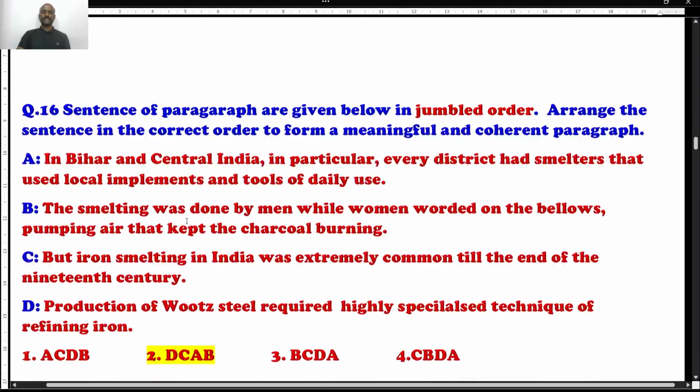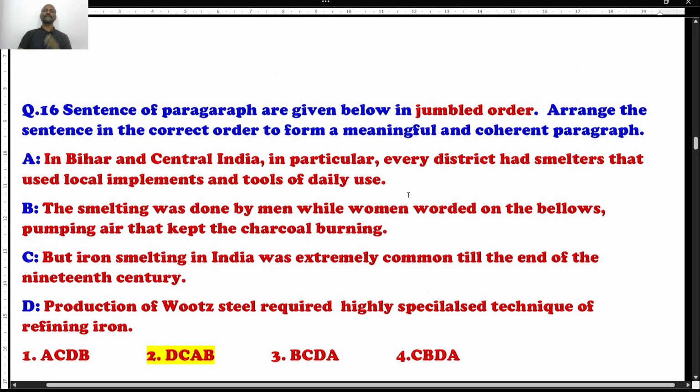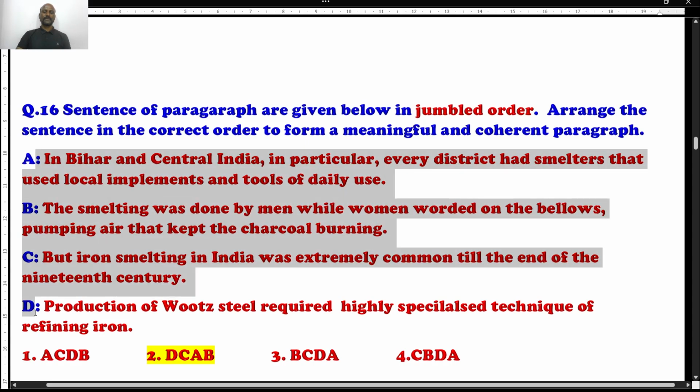Question number 16. Jumbled order is given. I told you, students, there are 4 to 5 tricks. Well, I'm not going to teach you here because it's just an analysis of the question paper that is going on. So I cannot explain everything here. One sentence we can try. Well, students, option A, B, C, D.